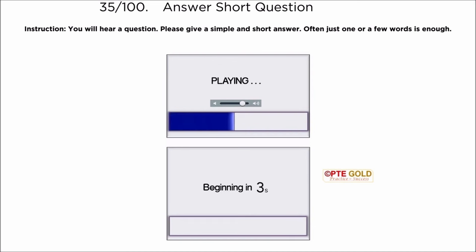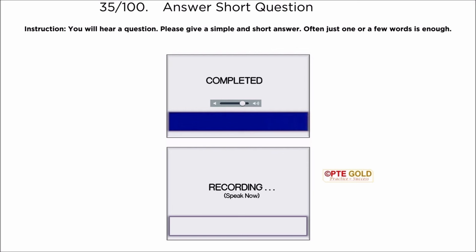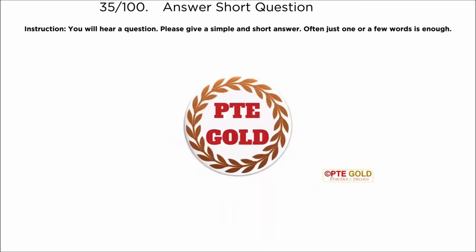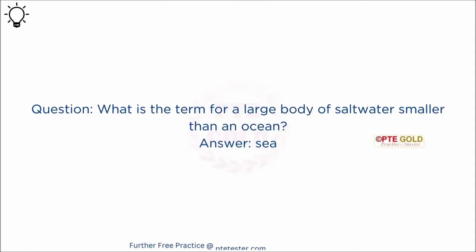What is the term for a large body of salt water smaller than an ocean? Sea.